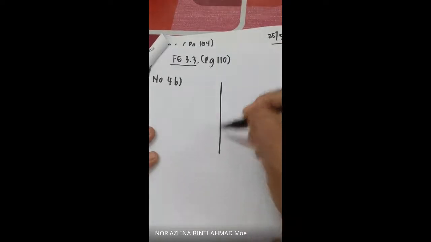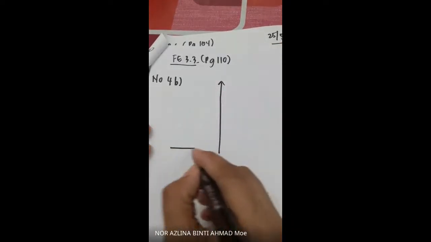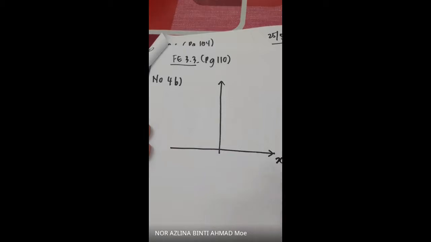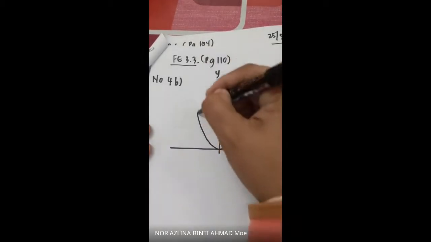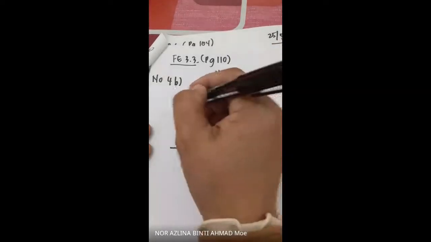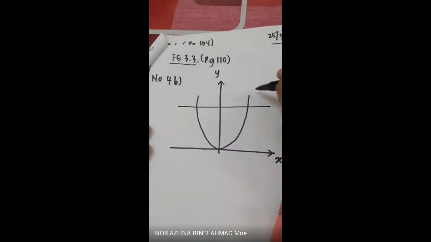Okay, I draw the diagram, the graph. This is X and Y. Y equal to X squared. Y equal to 4.